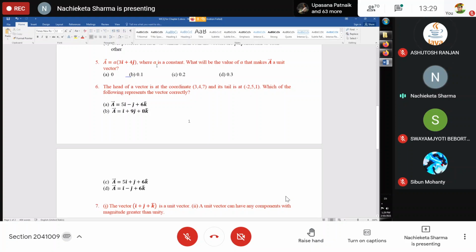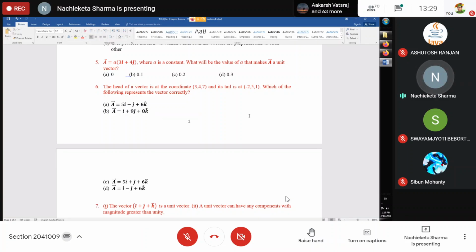That is right. Because A has to be a unit vector, so its magnitude should be 1. Now what is A? A is 3A i cap plus 4A j cap. So what is its x component? 3A. What is its y component? 4A. So what will be the magnitude? Square root of AX square plus AY square. 3A square is 9A square, 4A square is 16A square. So 9A square plus 16A square is 25A square, root over is 5A. So 5A is equal to 1. So A is equal to 1 by 5, that is equal to 0.2. So you are right, that is 0.2.